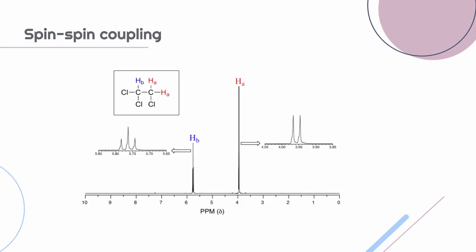Now, if we closely observe the NMR spectrum of this molecule, we find that proton A has doublet peaks and proton B has triplet peaks. This is because of spin-spin coupling. The idea behind spin-spin coupling is that protons can be thought of as small magnets since they have magnetic moment, and hence they create magnetic field. And these fields of protons interact with each other.